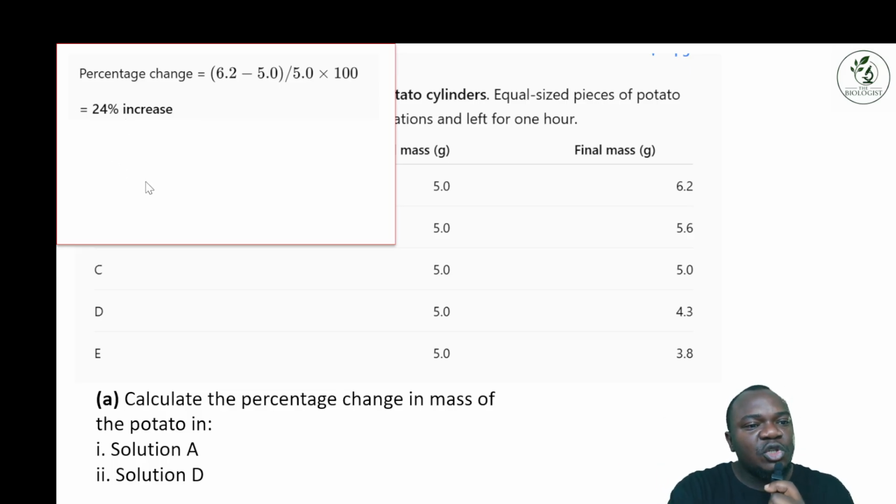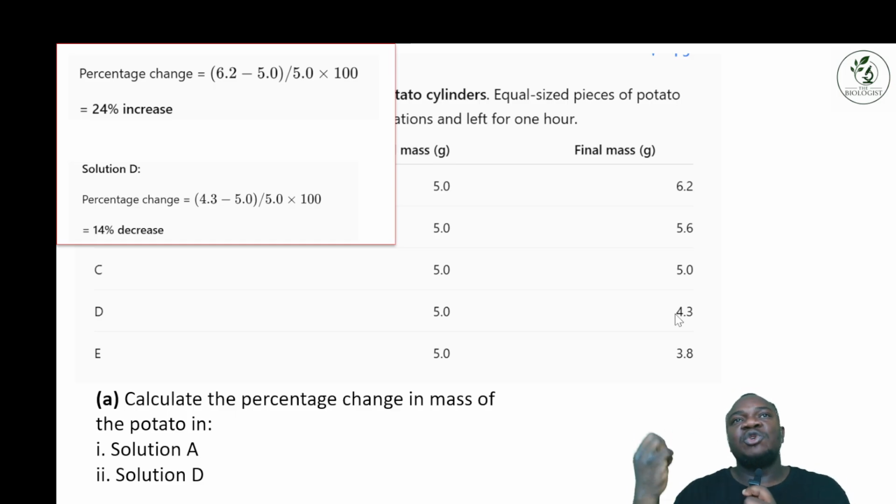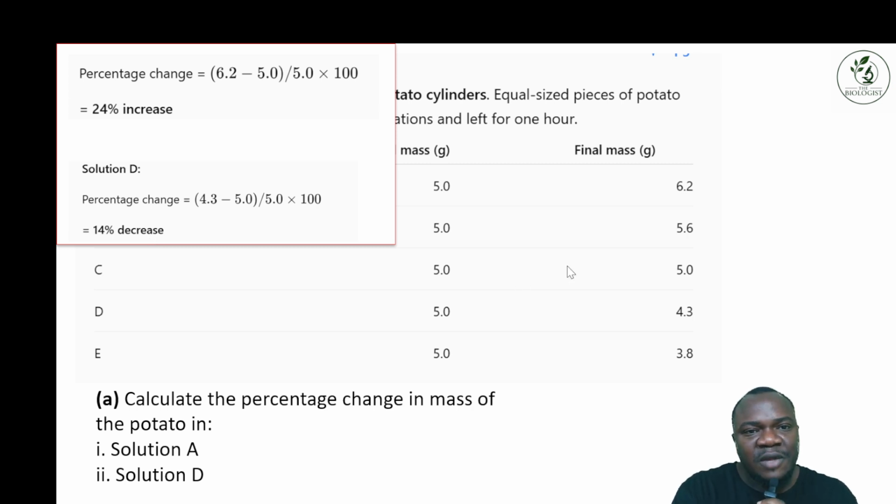But for solution D, I explained that water was being reduced because it was placed in a strong solution. If you do the same calculation, the final mass 4.3 minus the initial mass 5.0, divided by the initial mass 5.0, times 100, it gives you a 40% decrease. It actually decreases in size, which is 4.3 here. So it gives you a 40% decrease.